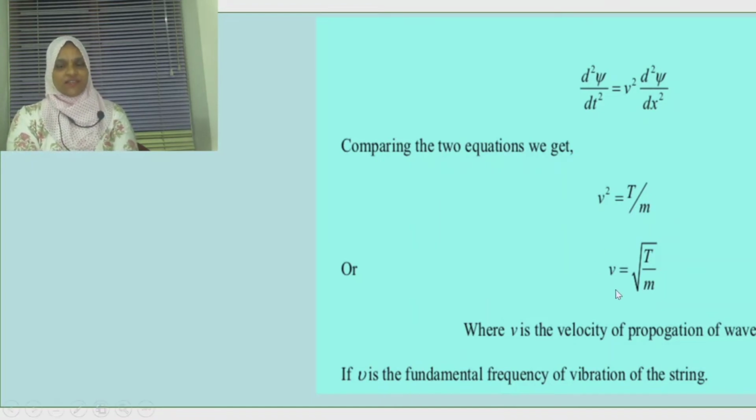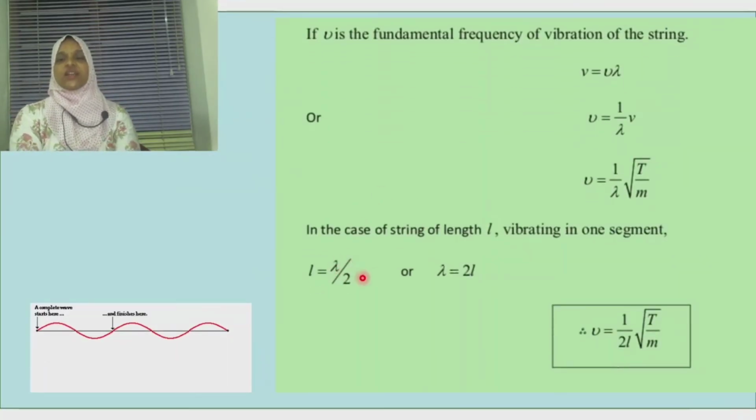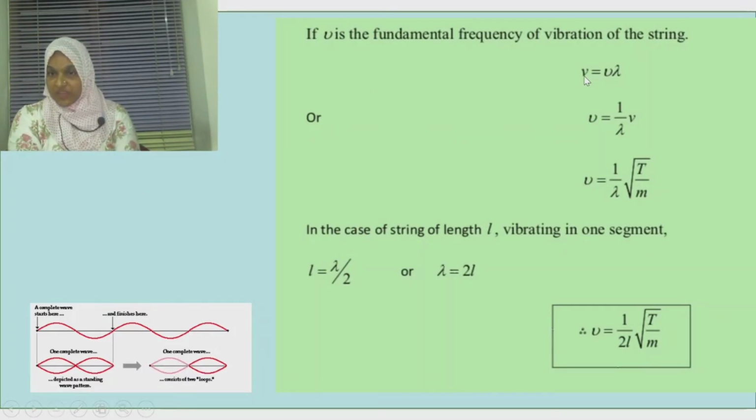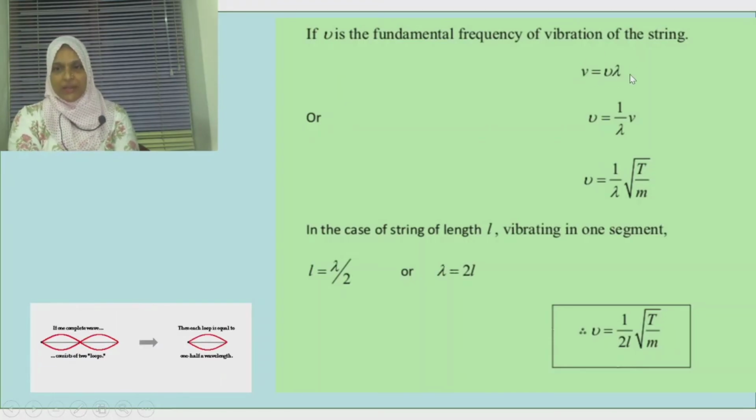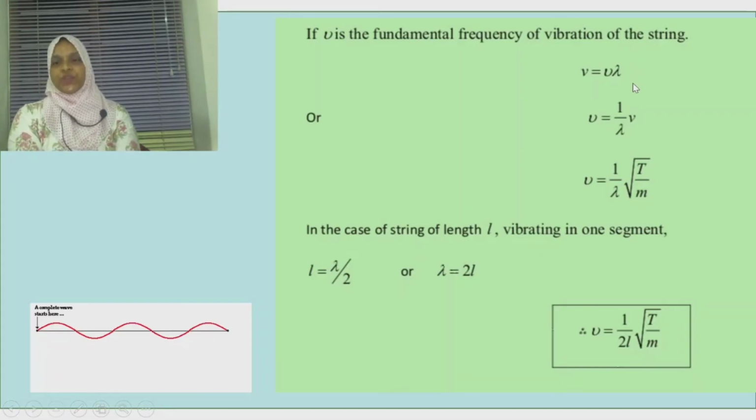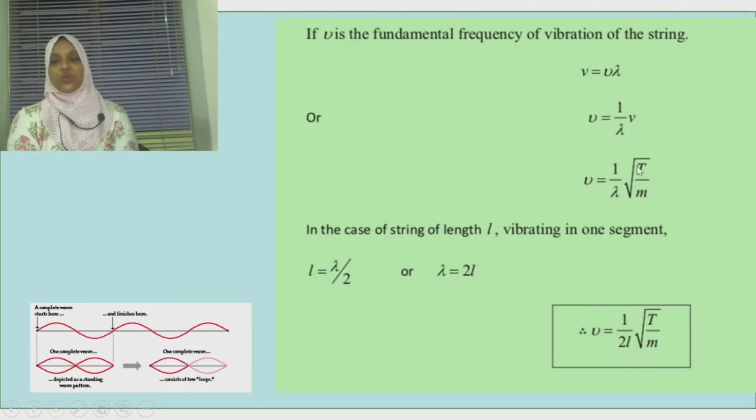So this V is the velocity of propagation of the wave. And now, since the string is oscillating, it will have a frequency of oscillation. If nu is the fundamental frequency of vibration, then V will be equal to nu into lambda, or velocity will be equal to frequency into lambda, or nu will be equal to 1 by lambda into V, or nu is equal to 1 by lambda into root of T by m.